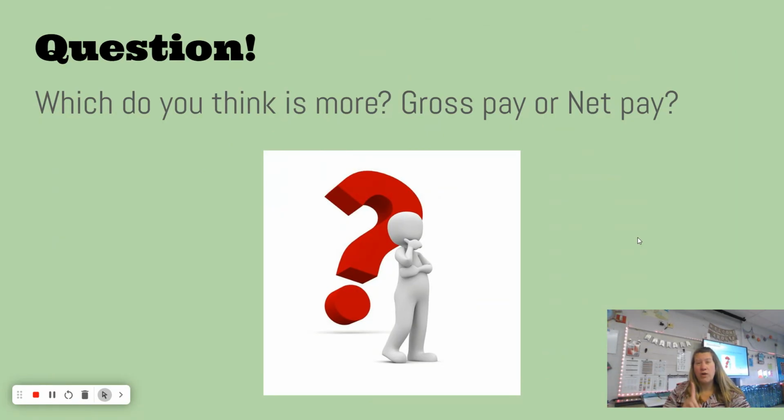So, question, we'll do an informal poll. Which number do you think is the bigger number? Do you think it's gross pay or do you think it's net pay? Raise your hand if you think that gross pay is the bigger number. All right, put them down. Who thinks that net pay is the larger of the two numbers? All right, you're going to find out the answer really soon.